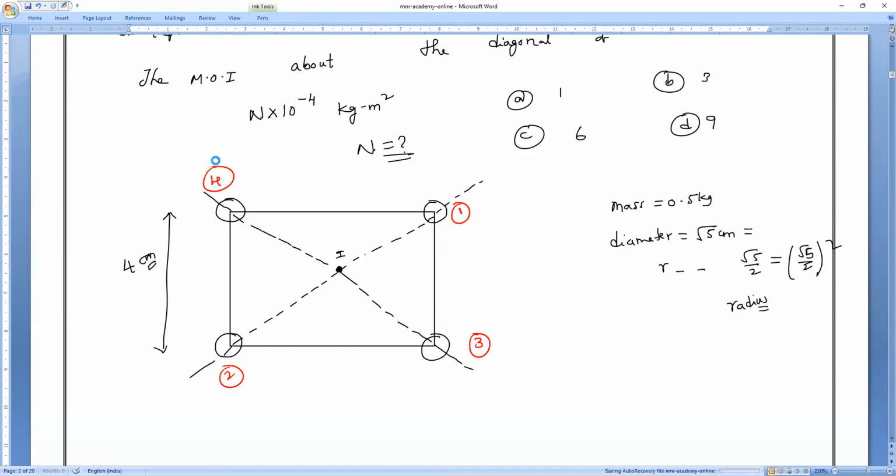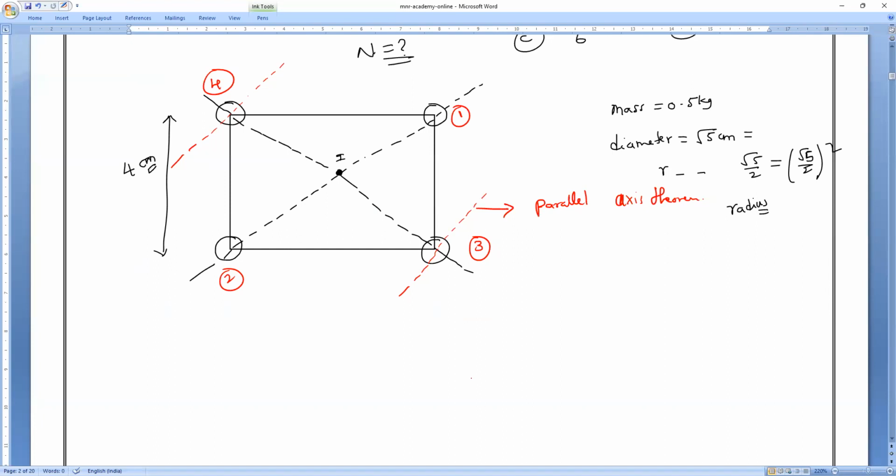Now let me take the moment about the axis of rotation passing through this one. So now this is actually a diagonal, correct? If you observe through the center of mass, the axes are parallel to each other. There is a theorem we have learned already. So what theorem can we apply? Parallel axis theorem.